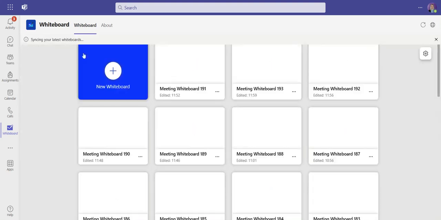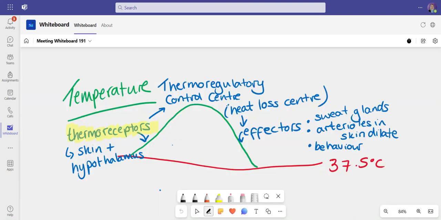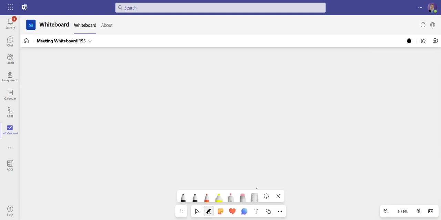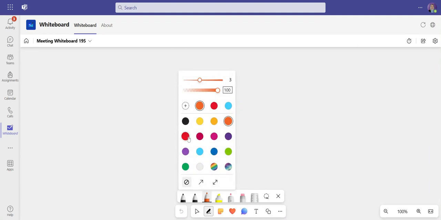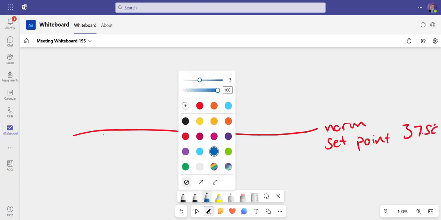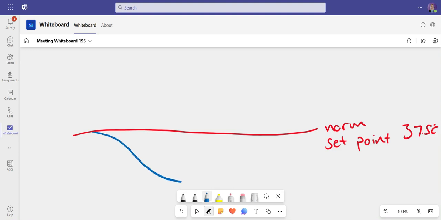Okay, so if we go back to our overview, now let's look at the opposite. What would happen if we got too cold? So let's just draw the graph in the same way, but we're going to draw the bottom section of it. So we're still going to have our norm or our set point through the middle, and our set point for temperature is always going to be 37.5 degrees C. But this time we're interested in what happens if our temperature goes below that, and how does our body bring it back up to the set point again, back to normal.